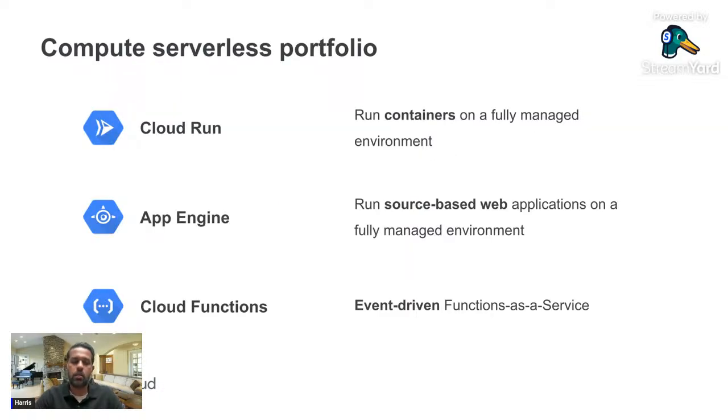Google Cloud has three available services for serverless applications. Number one is Cloud Run, in which you can run containers on a fully managed environment. Then you have App Engine, that maintains source-based web applications on a fully managed environment. Finally, you have Cloud Functions, which are event-driven, and you can offer them as a function as a service. So you can define the smallest amount of functionality within a Cloud Function. The tricky bit with that is, because these services actually charge you transactionally, the cost may be a factor.